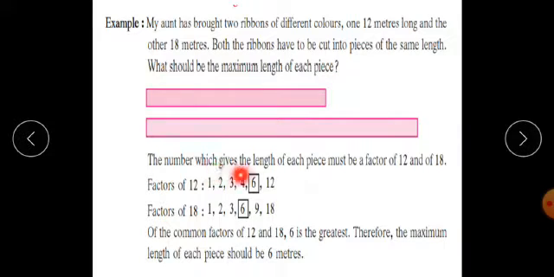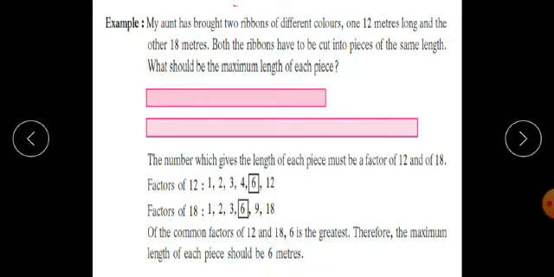Solution: the number which gives the length of each piece must be a factor of 12 and of 18. Therefore, first of all, we have to find the factors of 12 and 18. Factors of 12: 1, 2, 3, 4, 6 and 12. Factors of 18 are 1, 2, 3, 6, 9 and 18.